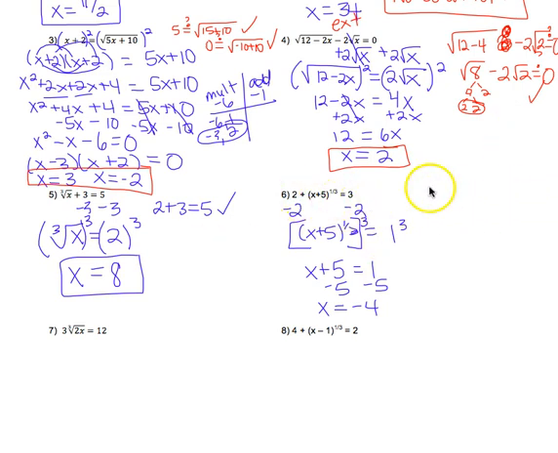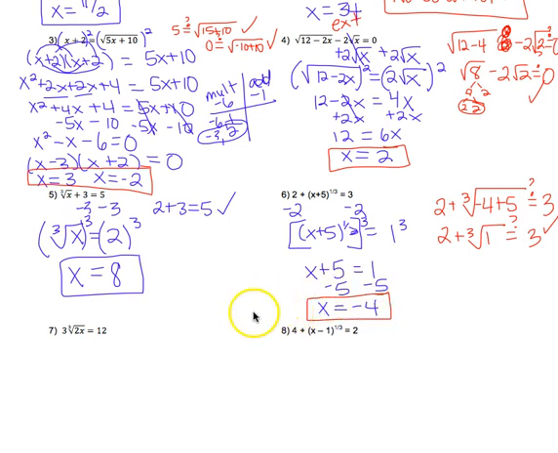And then I'm going to check it. So 2 plus the cube root of -4 plus 5, and I'm seeing if that equals 3. So -4 plus 5 is 1, so 2 plus cube root of 1. Cube root of 1 is 1, so yes, that is 3. Solution looks great.